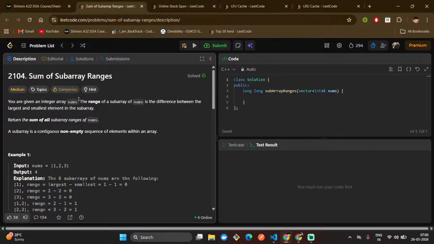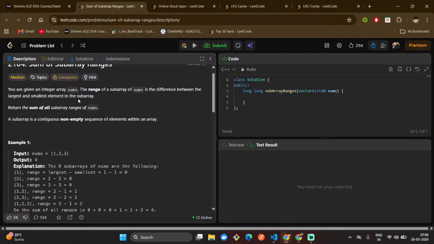We are given an integer array nums, and the range of a sub-array is the difference between the largest and the smallest element in the sub-array. Return the sum of all the sub-array ranges of nums. So we have 1, 2, 3, 1, 2, 4, 5. Let's take one example.